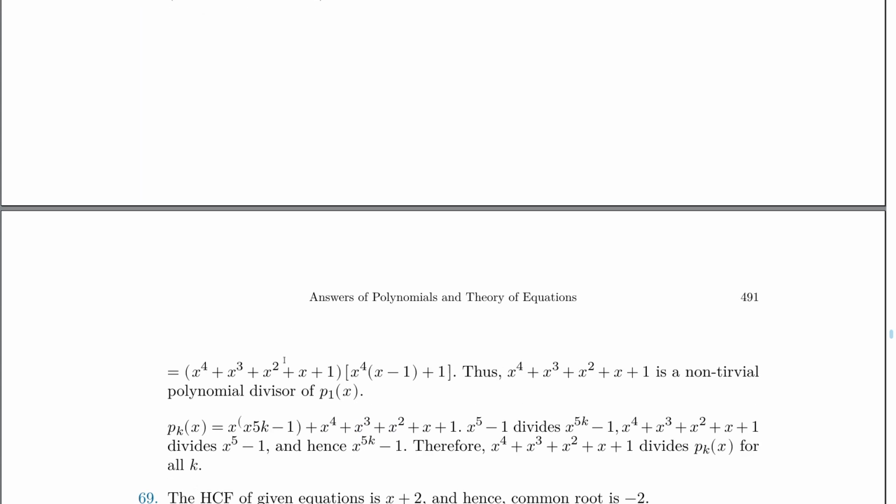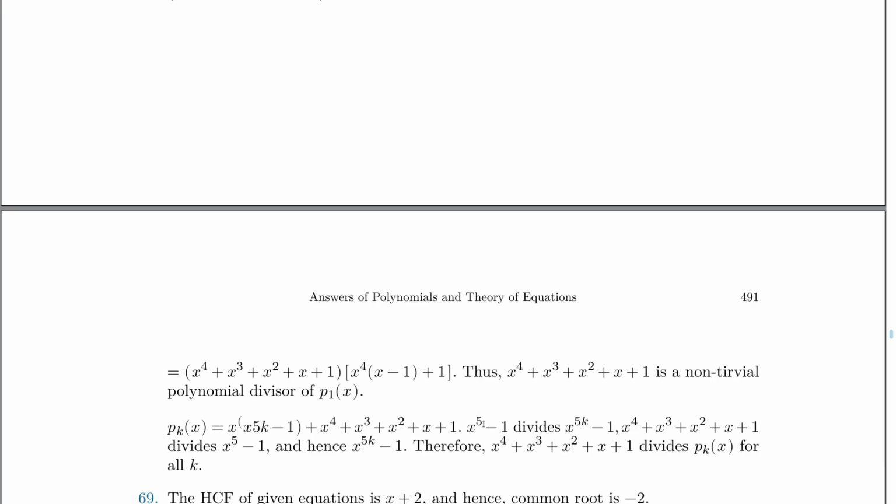divisor of P1. Now pk(x) is equal to x to the power 5k plus 4. Yeah, 5k plus 4. There are lots of typing mistakes here. Plus x to the power 4 plus x cube plus x square plus x plus 1.